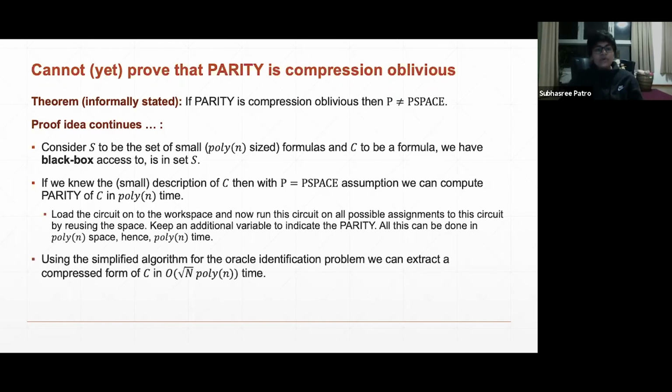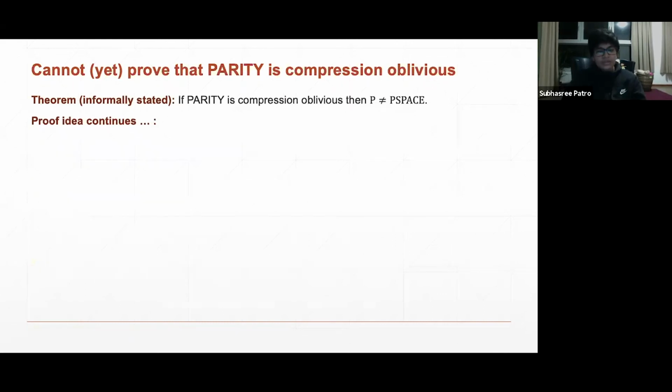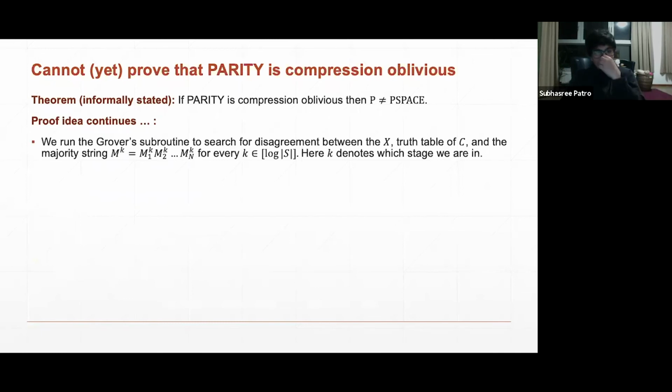Now what I'll show is that the simplified Oracle identification algorithm that we discussed can be used to extract this compressed form of C in almost order root n time. So we again do the same thing. We are going to run a Grover subroutine over this truth table of C and this majority string M_k. Why am I saying M_k instead of M? Because we are going to do this at log s different stages.